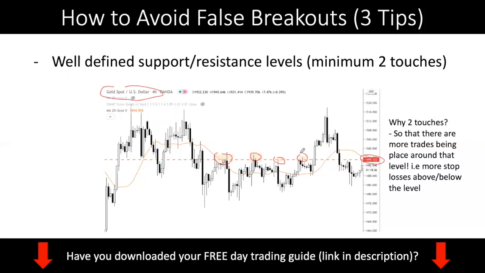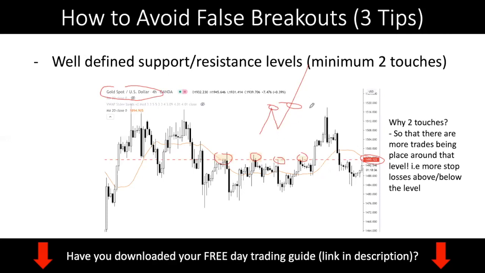Now you might ask me, why do I insist on having two touches? Why can't I just do something like this, one touch, and then I buy it here? Now the rationale is very simple. You want to have two touches because that would mean that there are more traders trading around that level.